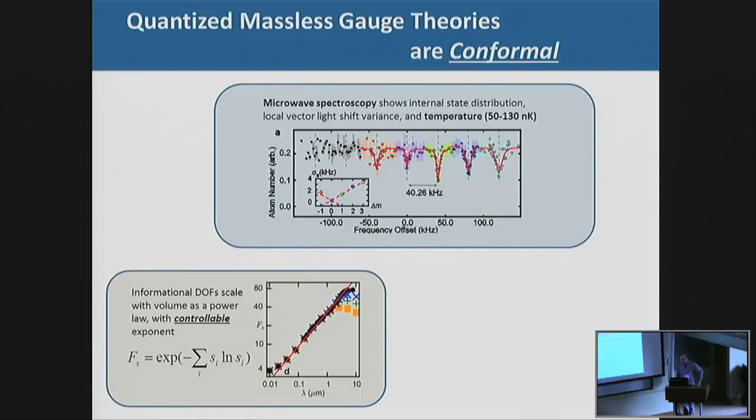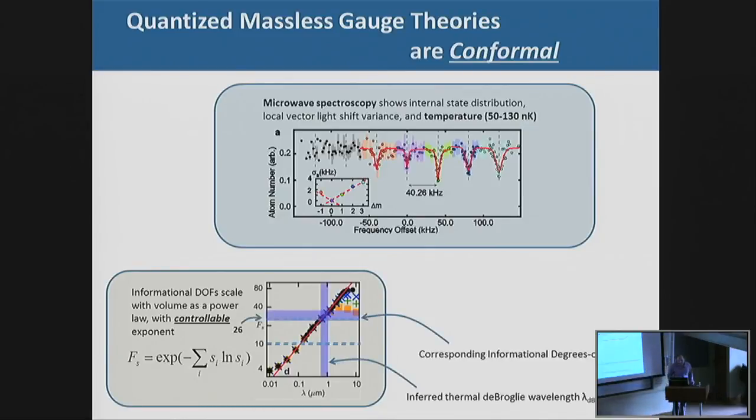So we thought that that was interesting, and we wanted to look at one characteristic length scale, which is determined by the thermodynamics of the atoms. And so we did some microwave spectroscopy on the atoms to try to figure out what their temperature was. And we find that it's somewhere between 50 and 130 nanokelvin when we optimize the cooling. And if we look at what that means for our thermal de Broglie wavelength, if we put that on our plot with the degrees of freedom, we see that we're in this range where we have about 26 degrees of freedom once the cooling reaches its equilibrium state.